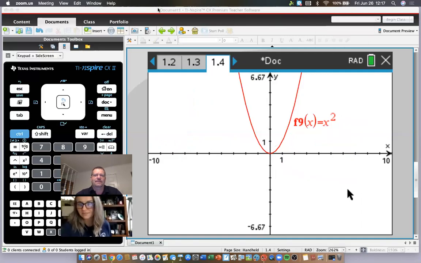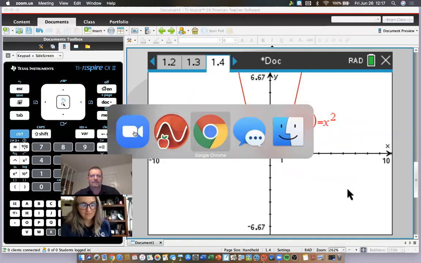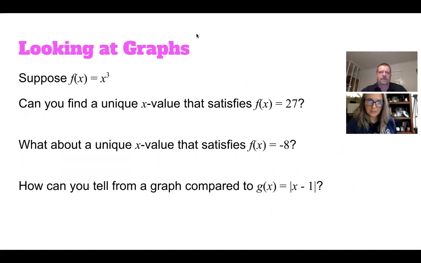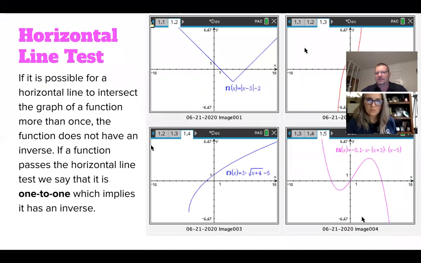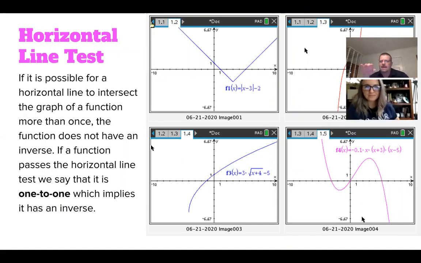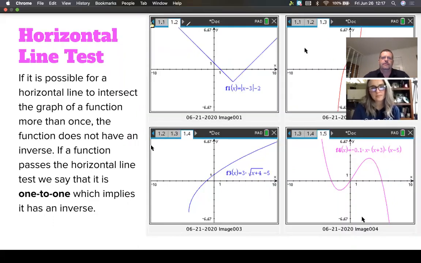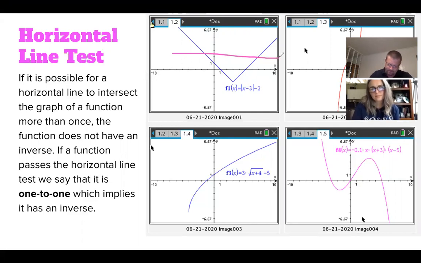All right, let's go back to the actual lesson. We've examined these two graphs and compared them. Now I'm going to talk about what we've already been talking about: the horizontal line test. If I can imagine or draw a horizontal line through a graph, it's not going to be invertible. So this guy has no inverse function.